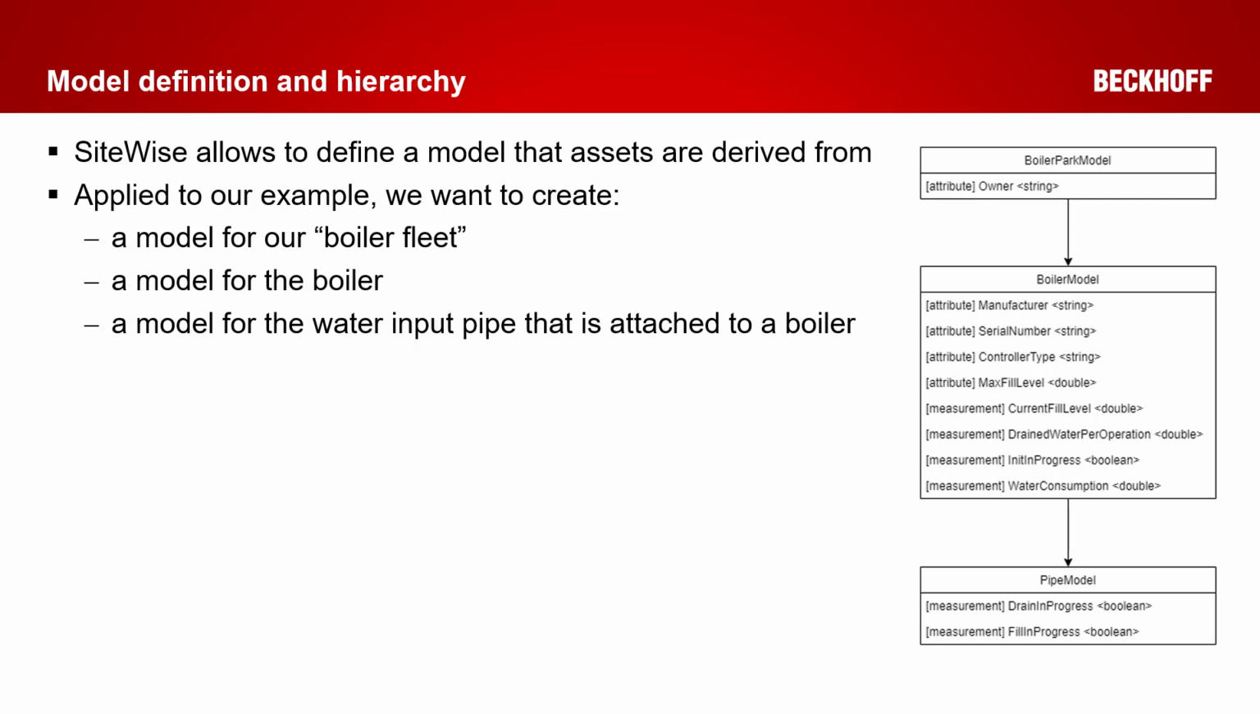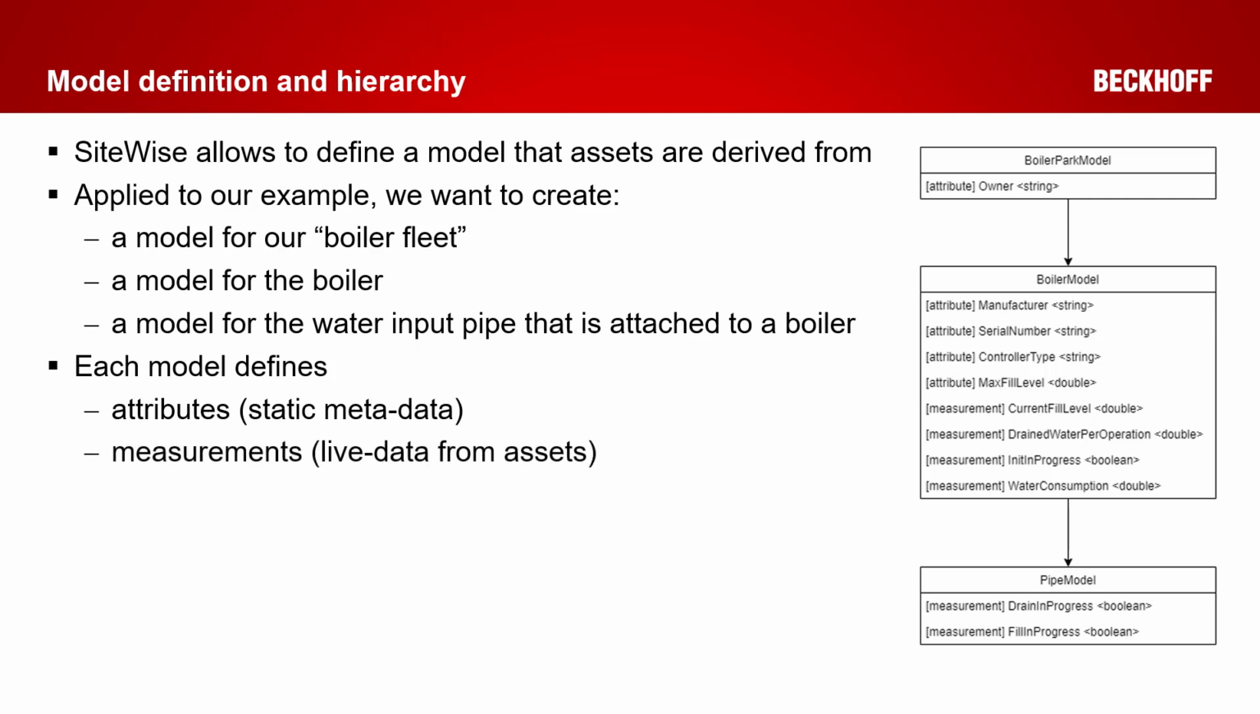So this is just a definition that I made. Of course, you can also say that the water input pipe is part of the boiler model itself, but I just wanted to create an additional model for it. So each model defines two things. First of all, attributes, which is static metadata, right, which does not change during the runtime of an asset. And the model also defines measurements, which represent live data from an asset. So a measurement could be the current fill level of the boiler, or the measurement could be the water consumption rate, something like this.